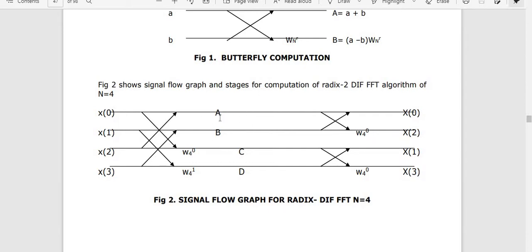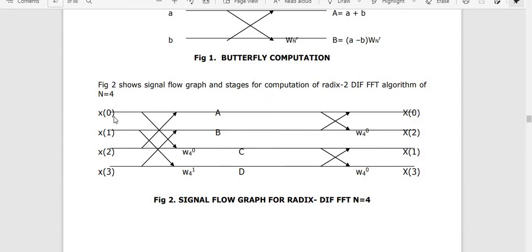So what is the A value, tell me what I can write for A? X of 0 plus X of 2. This is for A. Note down this thing. What is B value? I can write X of 1 plus X of 3, right? Without that, we are directly adding. Now, when we do have weighting sequence, the feedback came here. So it is minus 1 here, minus 1 here.